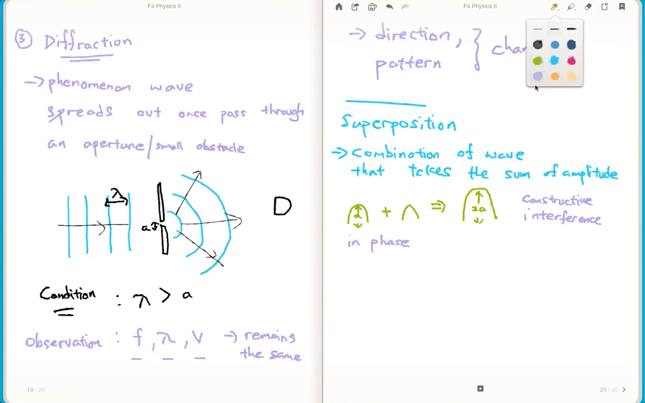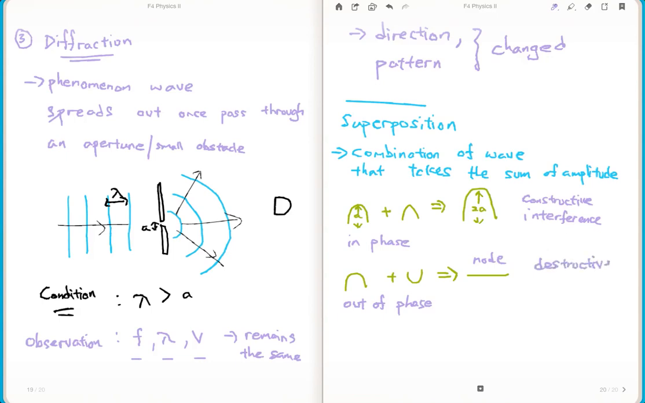Now, when you have a crest that meets with a trough, what happens? Same, you get calm water. A node. A node is none. None is a node. So this is out of phase. I think in this chapter you will have to learn quite a lump sum of new terms. Node means nothing. And this is called destructive interference.